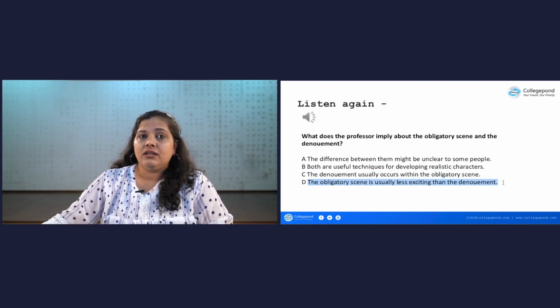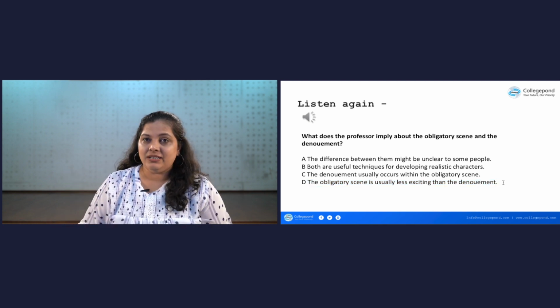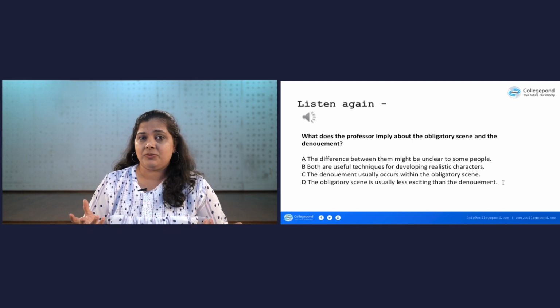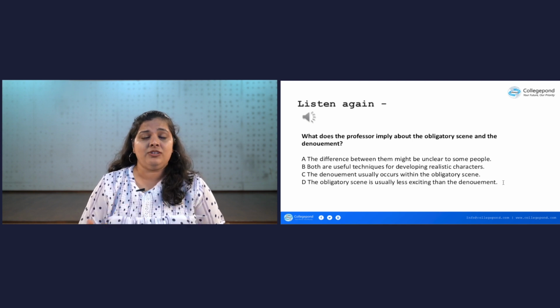Option D, which is the last option: the obligatory scene is usually less exciting than the denouement. Now, we did not talk about anything related to excitement or anything remotely related to that word. So this option is also not correct. Then what is the correct answer? If we have struck out all the options, what are we remaining with? Nothing, right?